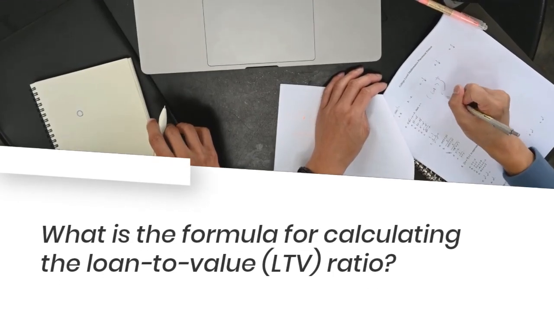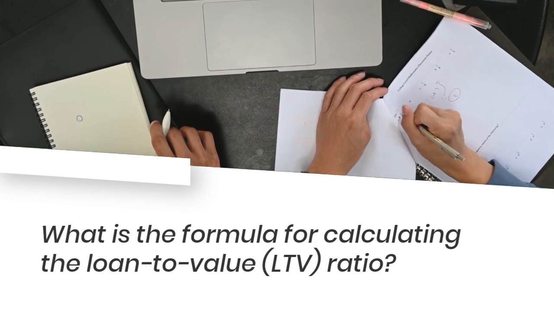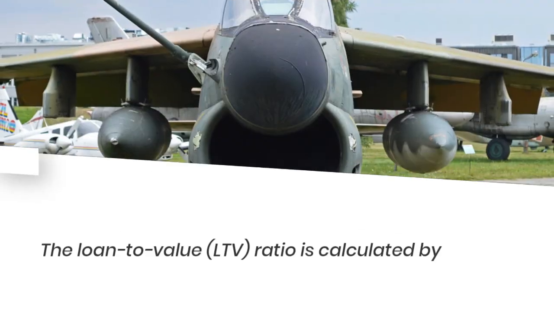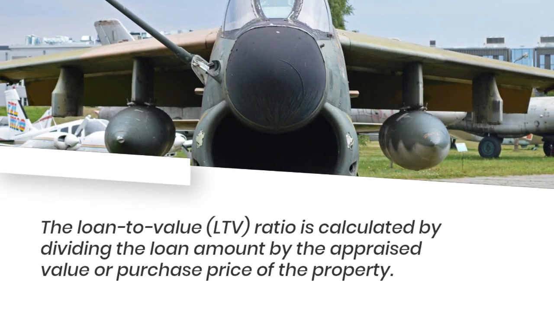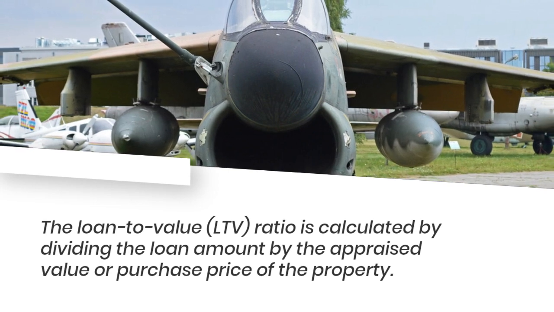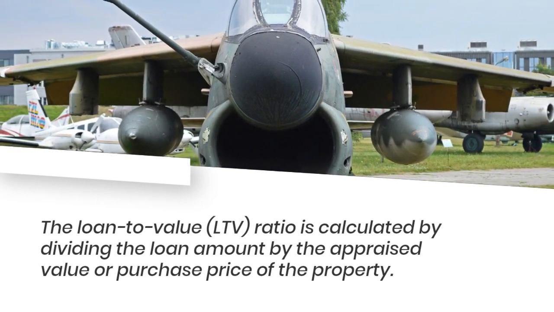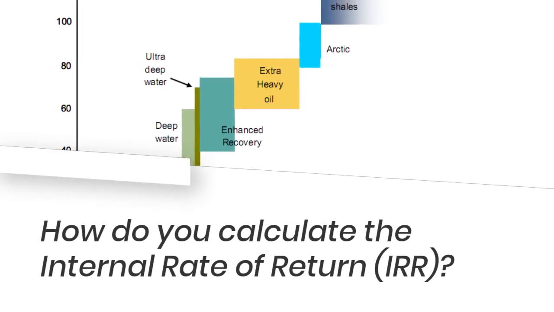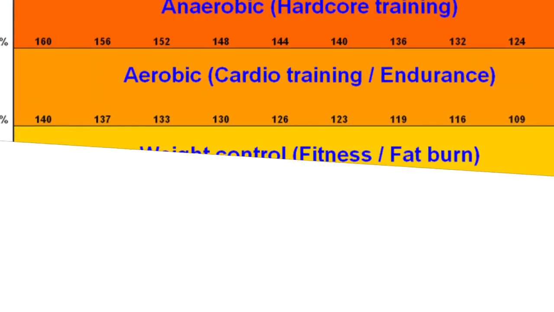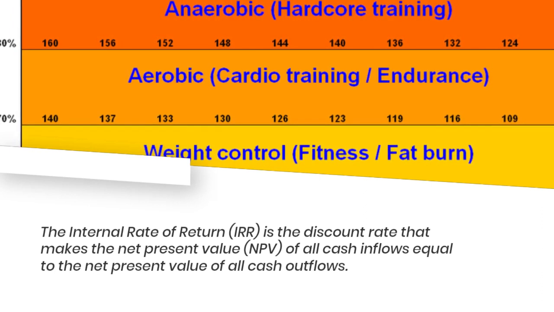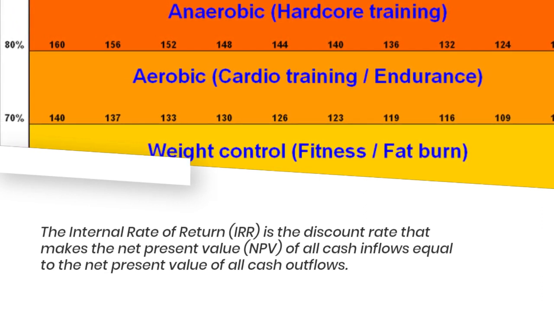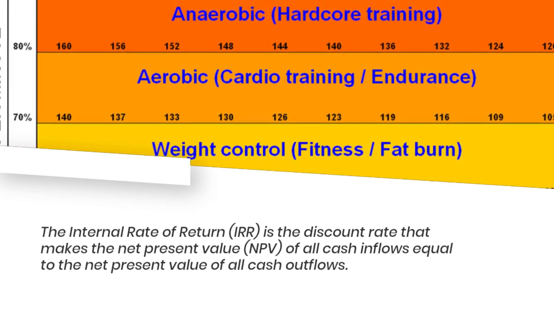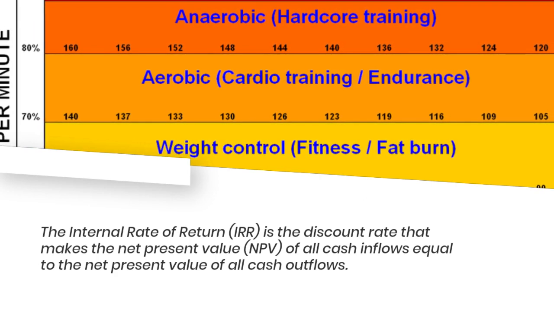What is the formula for calculating the loan-to-value, LTV, ratio? The loan-to-value, LTV, ratio is calculated by dividing the loan amount by the appraised value or purchase price of the property. How do you calculate the internal rate of return, IRR? The internal rate of return, IRR, is the discount rate that makes the net present value, NPV, of all cash inflows equal to the net present value of all cash outflows.